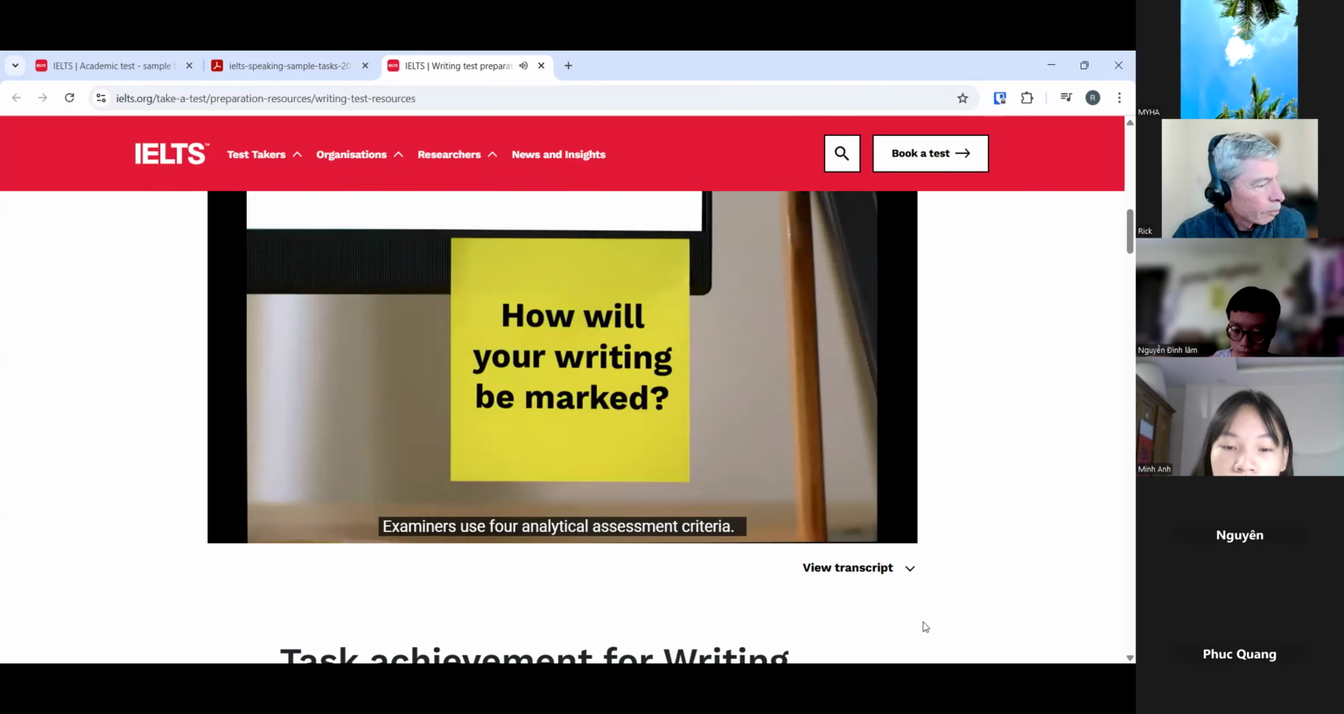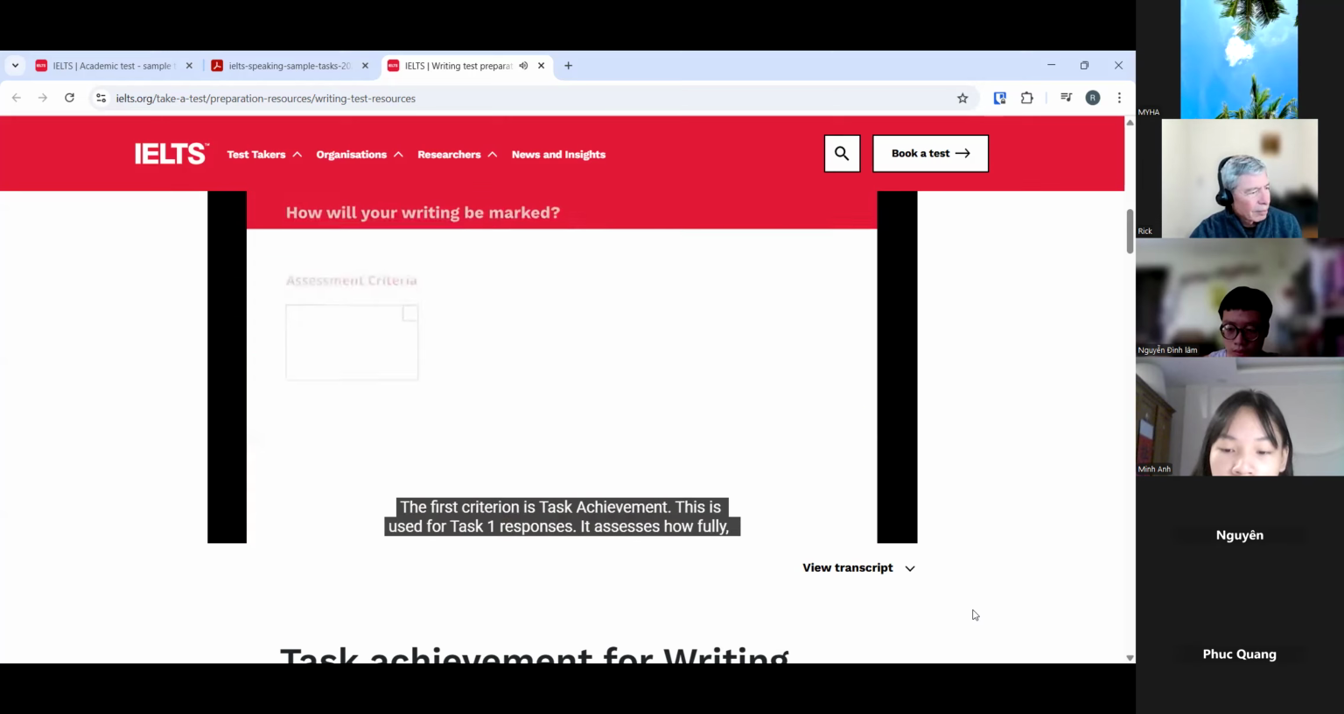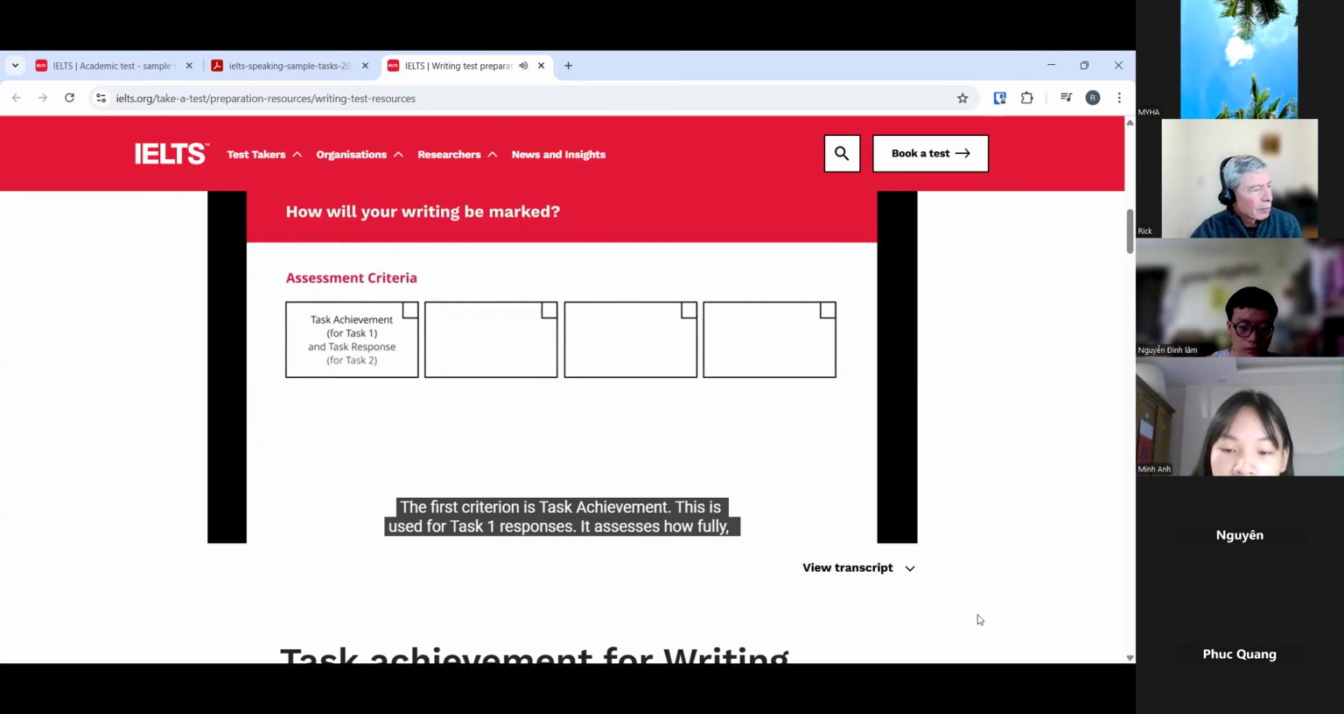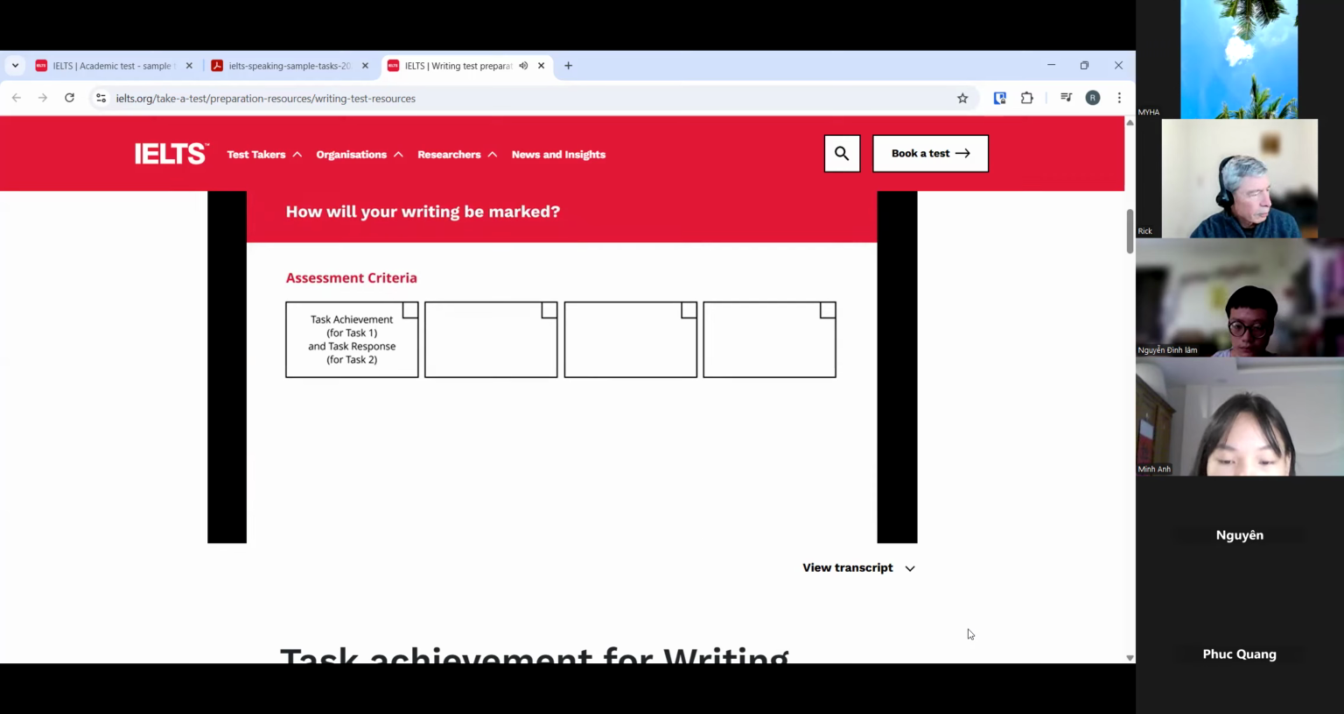Examiners use 4 analytical assessment criteria. The average score across all 4 criteria provides your IELTS score for writing. The first criterion is task achievement. This is used for Task 1 responses. It assesses how fully, appropriately, accurately, and relevantly your response fulfills the requirements of the task. It also assesses how appropriate the format is.